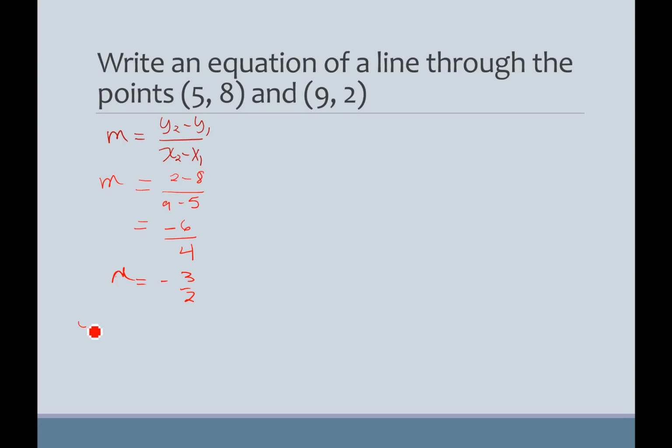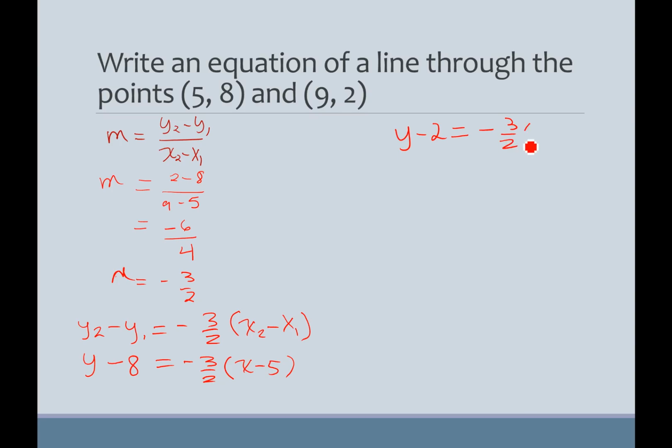So if I use the first point and sub in, I've got y minus 8 equals negative 3/2 times x minus 5. And that's using my first point. Or if I use my second point, I've got y minus 2 equals negative 3/2 times x minus 9. If I'm in point-slope form, I'm done.